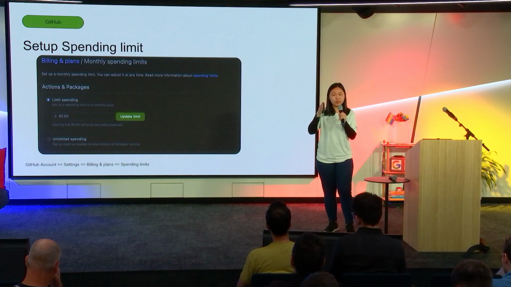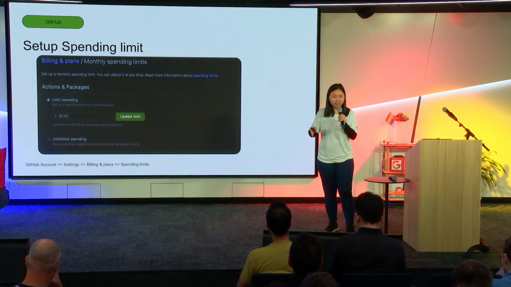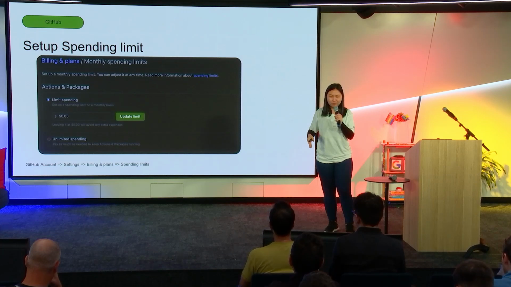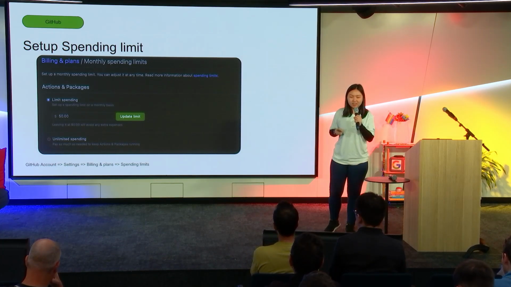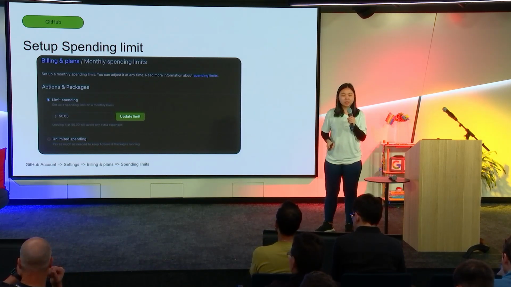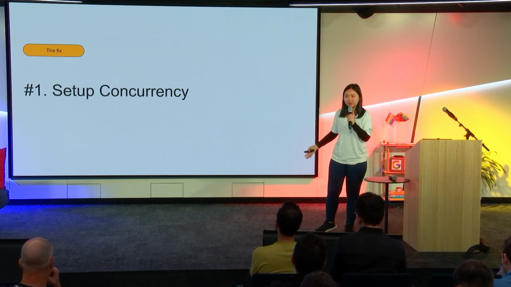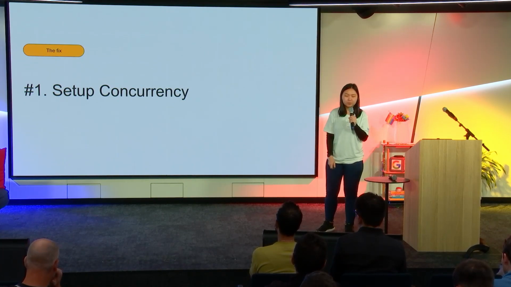So in that one month, we spent $98. And then we changed the setting to $100. By the third week of the month, we could not run any build anymore. So even though it's effective, sometimes it may not serve the purpose. So we come to the actual fix for how we can reduce the money.